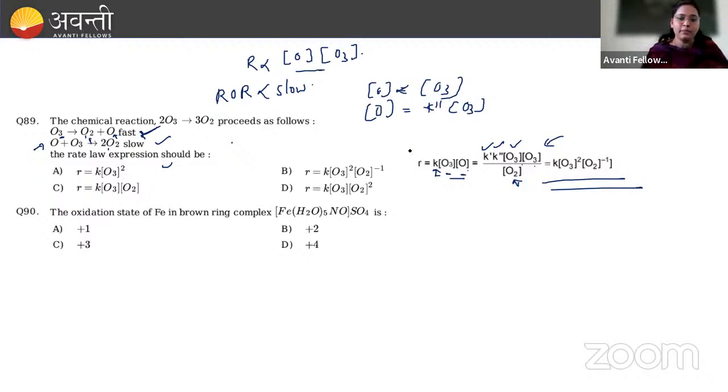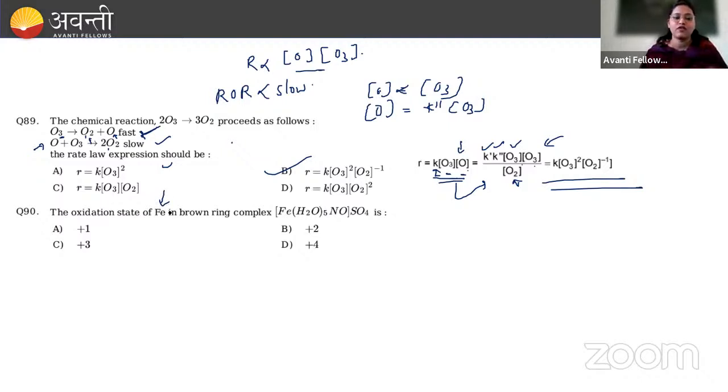So put all these things and you can find out the rate for a given reaction here is what? Option B. O3 का स्क्वायर then O2 का raised to -1. Yes, everyone, very simple reaction. Okay, you need to find out the rate for the slow process. After finding that, just put the value of concentration of O in this given equation and you will be finding out the answer. Right? Next problem.